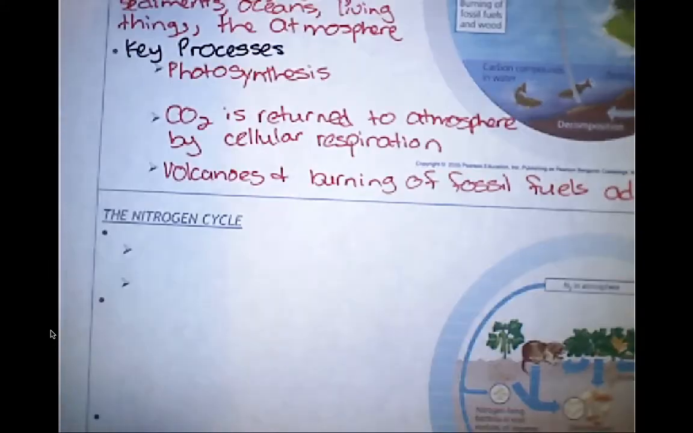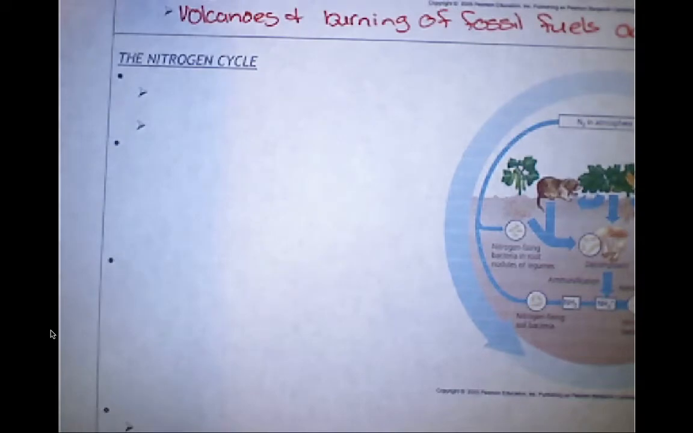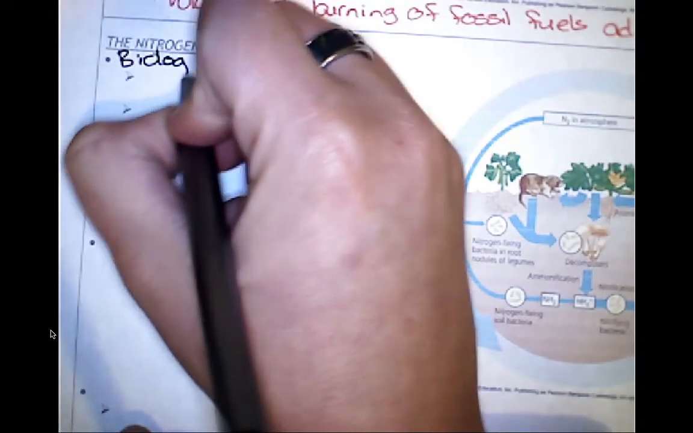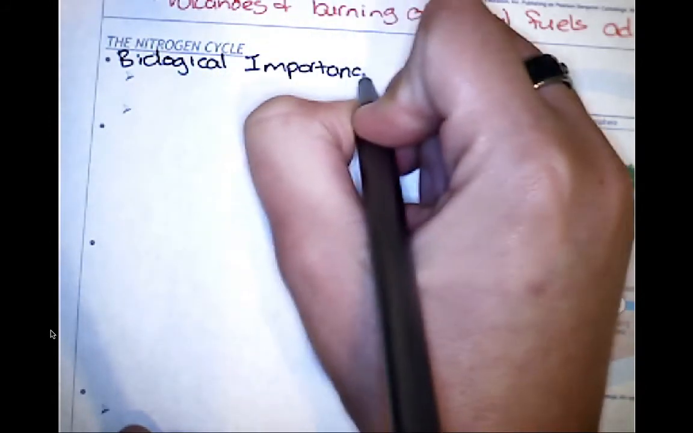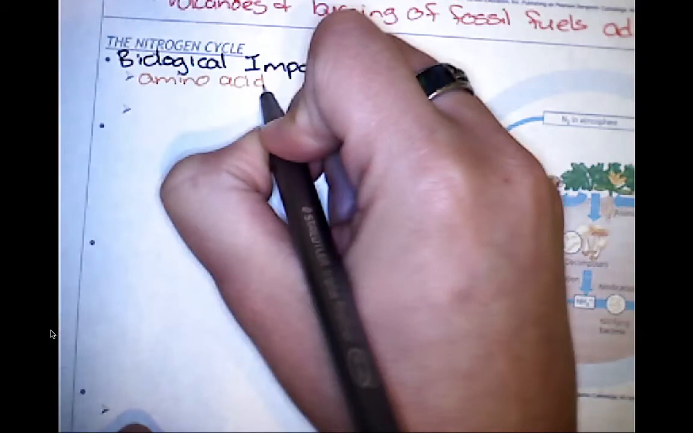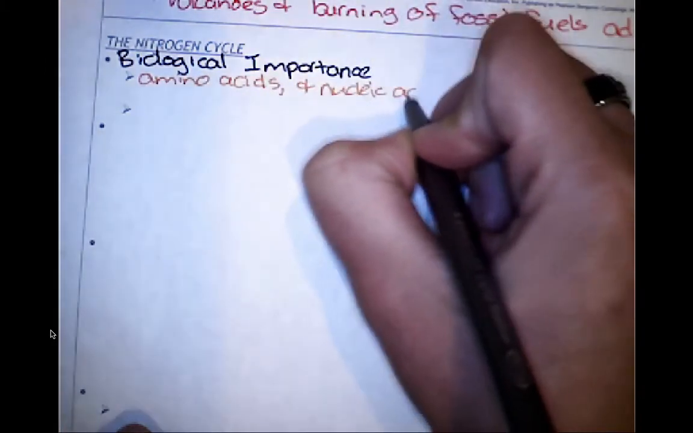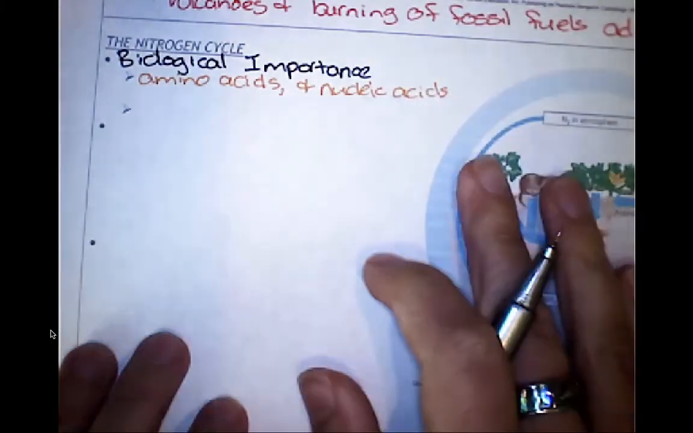Okay. The last one is the nitrogen cycle. We already know from our study of bacteria that bacteria play a huge role in the nitrogen cycle. Okay, so let's look at why do we need nitrogen? What's the biological importance? Okay. It is found in amino acids, which are the building blocks to proteins, okay? And it's also found in nucleic acids, the building blocks to DNA and RNA. Sort of important things, okay?